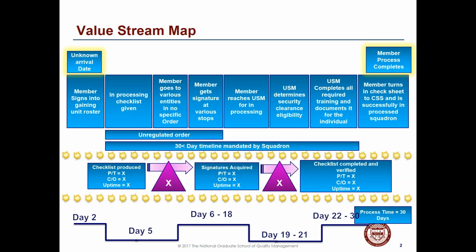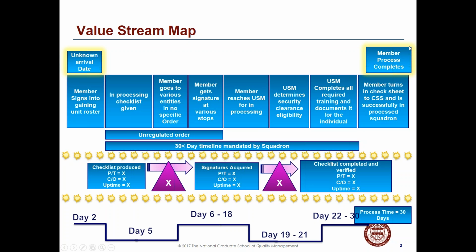So here we have our value stream map. I'll explain it a little bit because I don't have the line work like maybe other people. Like I was saying, a lot of us are in the military. There's a lot of policies and regulations that go along with this whole process, and we're trying to decipher everything. So the first step is the unknown arrival.